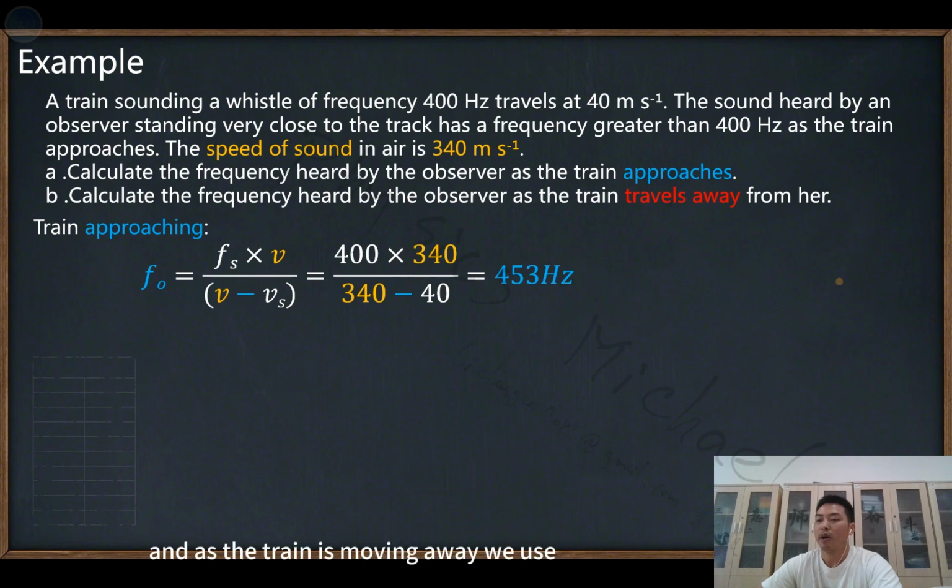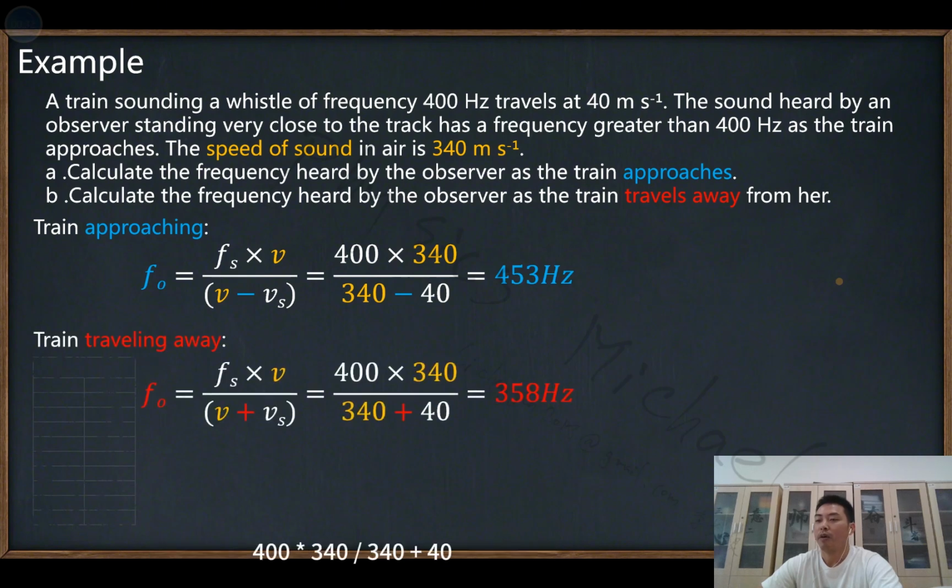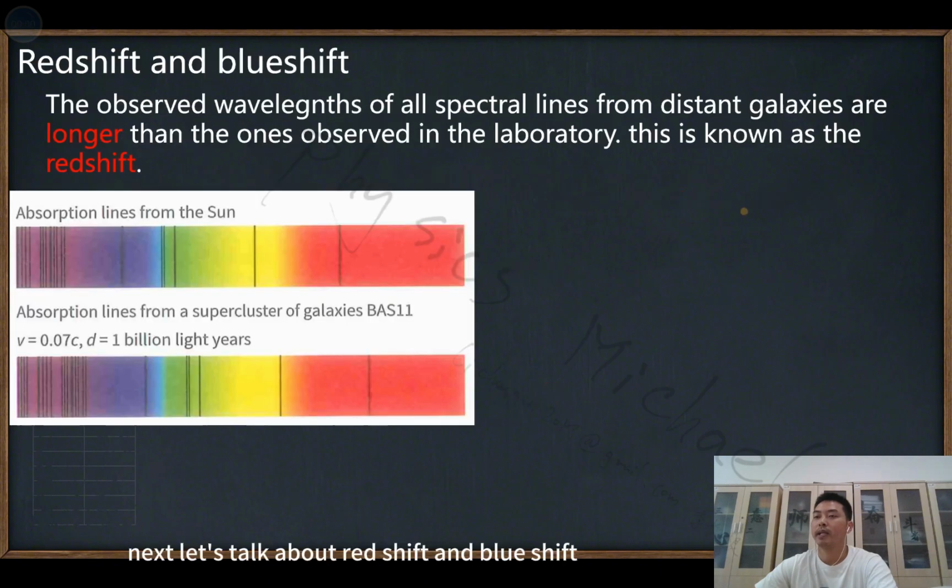And as the train is moving away, we use 400 times 340 divided by 340 plus 40, which gives us 348 Hz. So the sound is high as the train is coming towards you, and lower as it is moving away. Next, let's talk about redshift and blueshift.